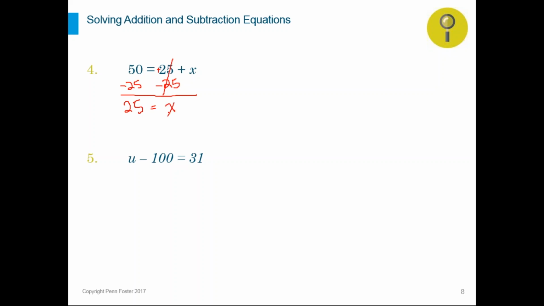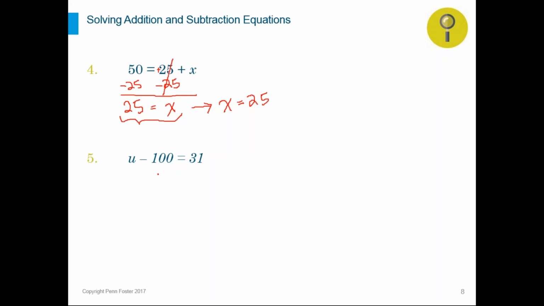Now this answer says 25 equals x. It's the same as saying x equals 25. We are just used to writing the variable on the left-hand side, but if you kept your answer like this, having the variable on the right-hand side, your answer is still true.